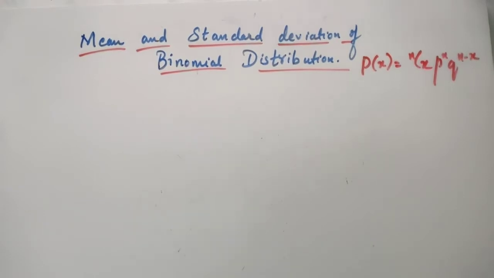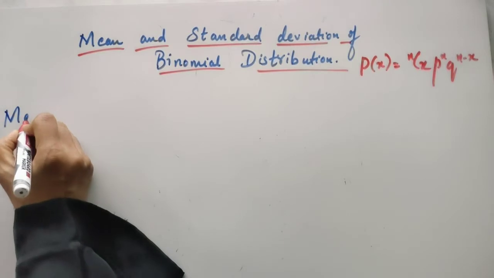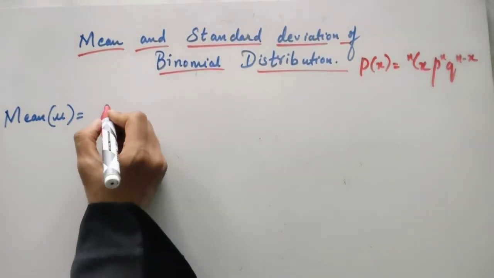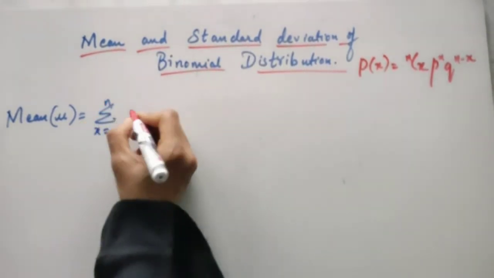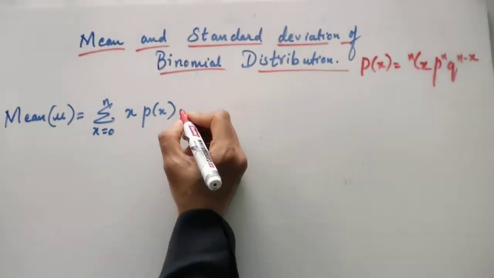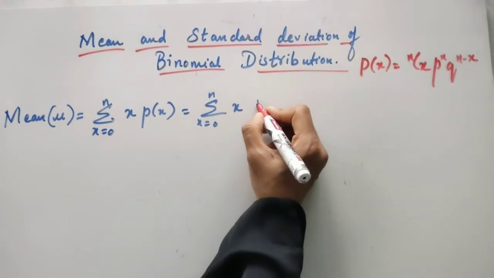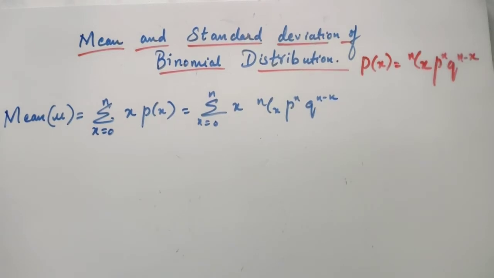experiment is repeated. Okay, so now let's work out the mean. Mean mu is equal to, by the formula I have given you, the summation x going from 0 to n, x into p of x. So let's substitute the value of p of x over here. It is summation x going from 0 to n, x into nCx, p raised to x, q raised to n minus x. You will get it like this.